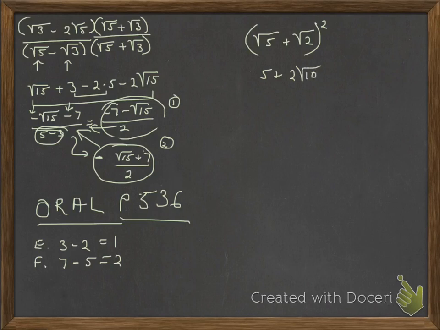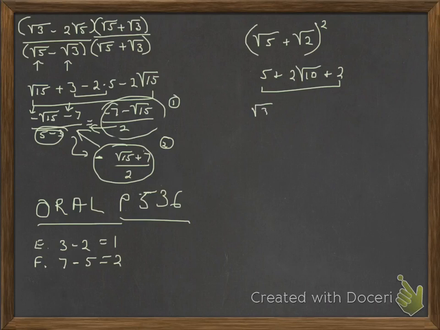And the last term would be 4 plus 2. Combining, you'll get 7 plus 2 square root of 10. Now let's see if we can do the next one without any writing.